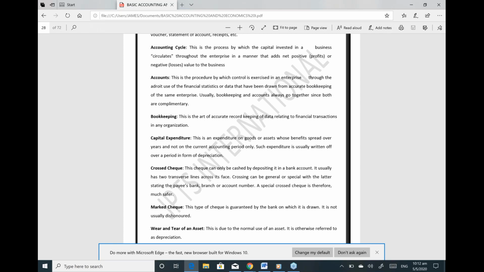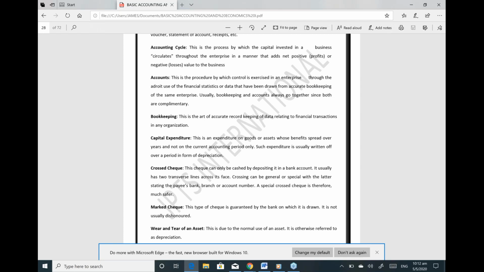Then we look at accounting. This is a procedure by which control is exercised in the enterprise through the adroit use of financial statistics or data that have been drawn from accurate bookkeeping of the same enterprise. Usually, bookkeeping and accounting always go together since both are complementary. When you talk about bookkeeping, you talk about the day-to-day entering of the books of accounts, while when we talk about the accounts, we talk about maybe monthly final accounts or the end of the year final account.